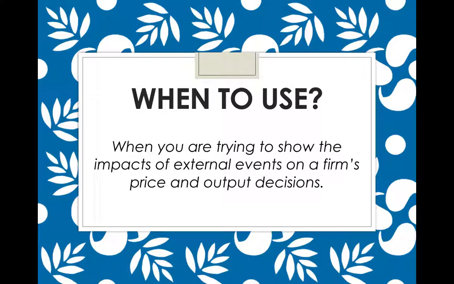So when do we use the diagrams that are presented in this video? We usually use these diagrams when we're trying to show the impacts of external events, like what I've shown in this video, the increase in income and the entrance of more competitors, on a firm's price and output decisions.